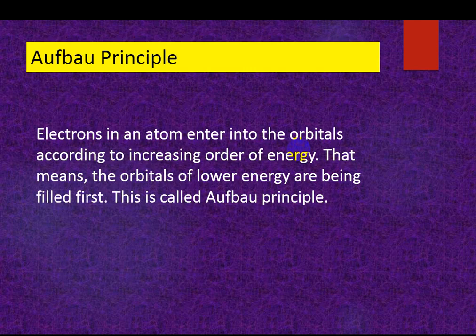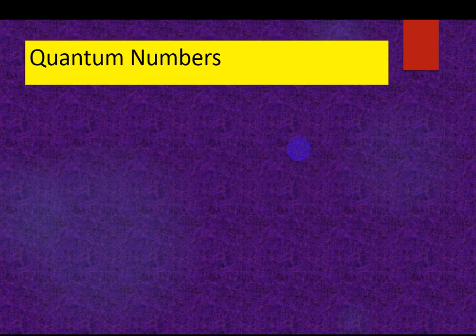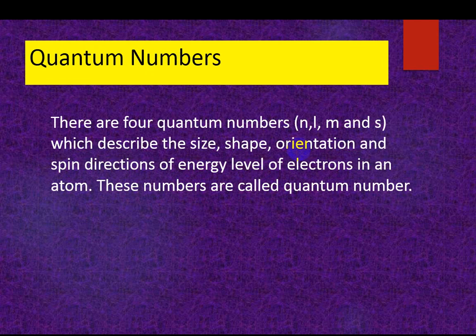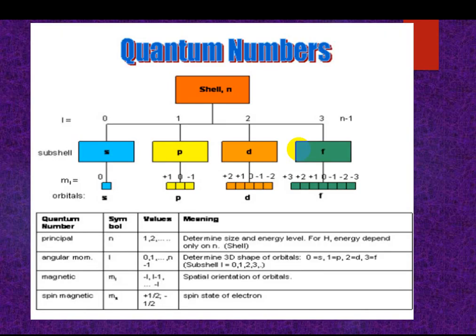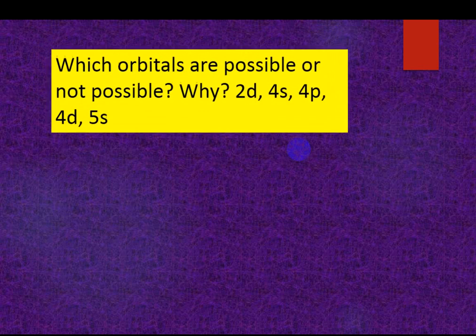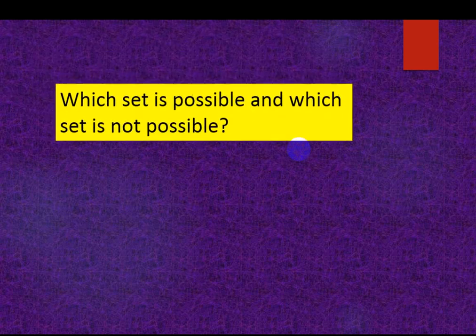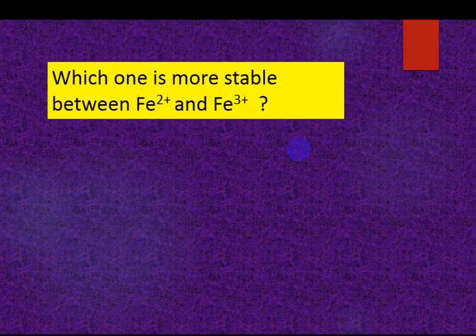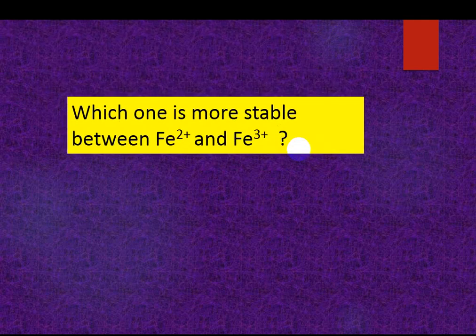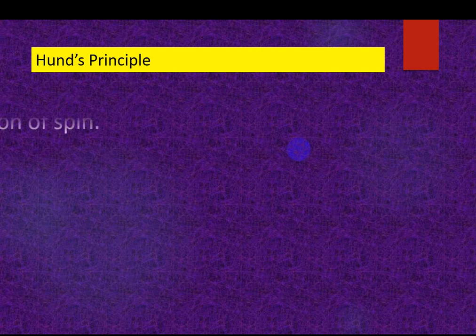These topics have already been covered. Quantum numbers were finished last class, and these things are also done. Which set is possible, which is not possible? Which one is more stable, by Hund's rule?